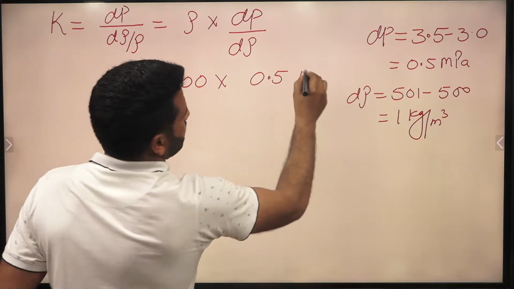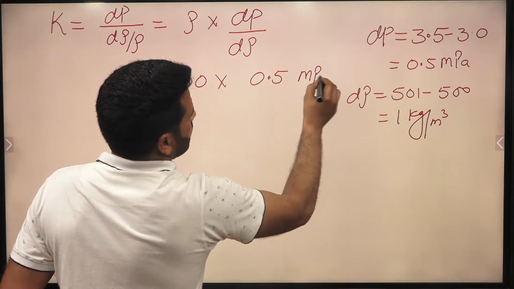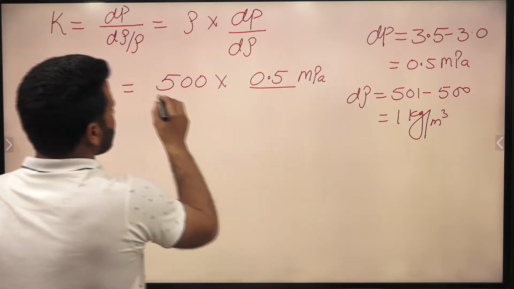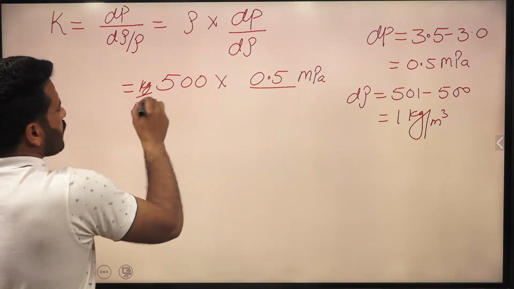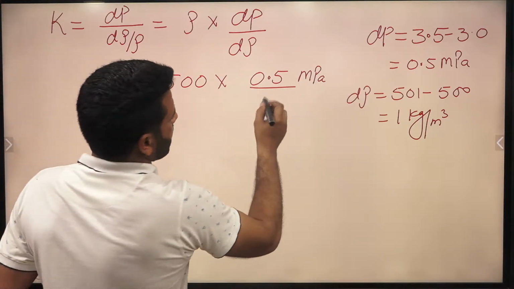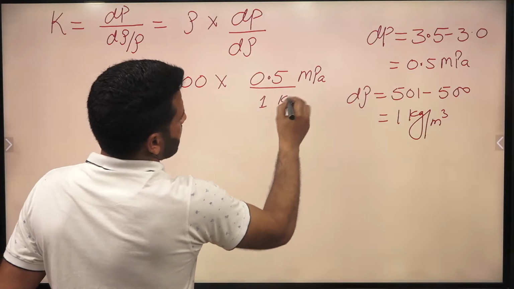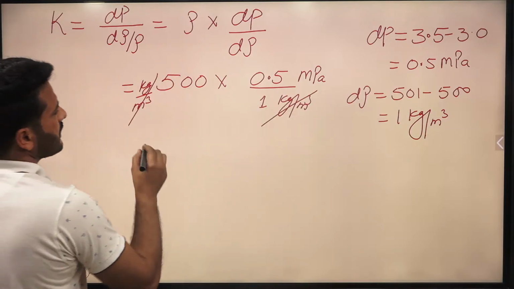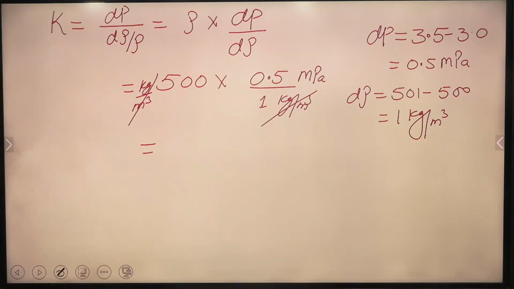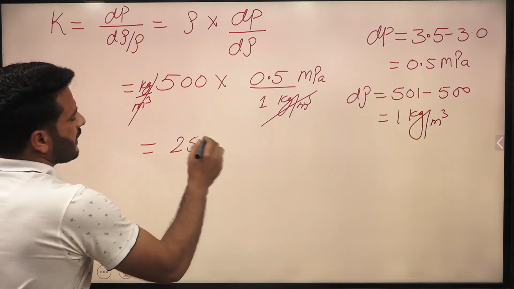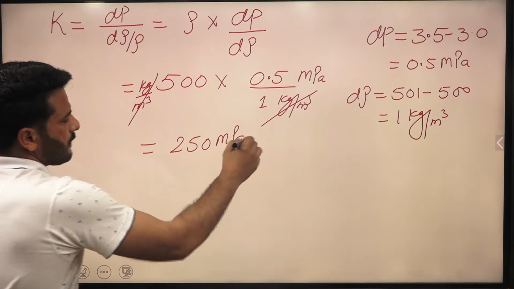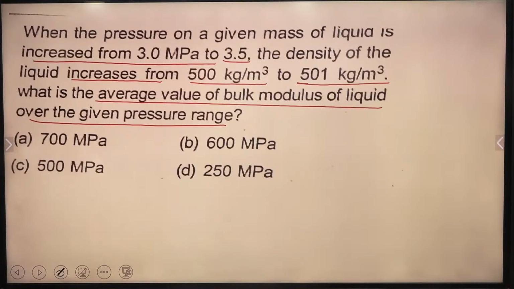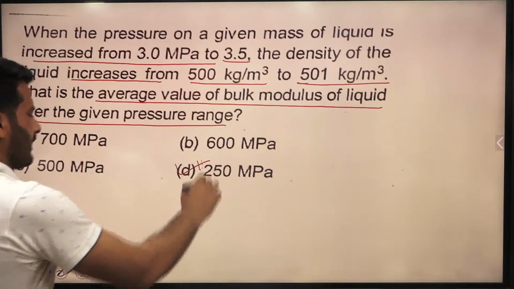Fine. This is in Newton per mm square, so kind of megapascal. Upon this value, the unit is kg per cubic meter, and here we have 1 again kg per cubic meter. So kg per cubic meter cancel out. Just do the calculation and let me know. It is coming to be 250 MPa. So option D will be the answer.